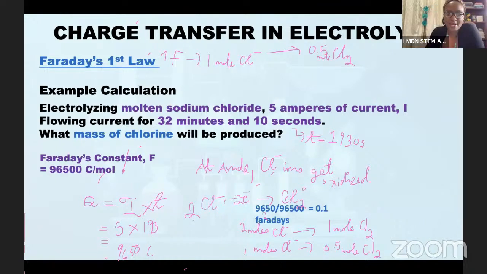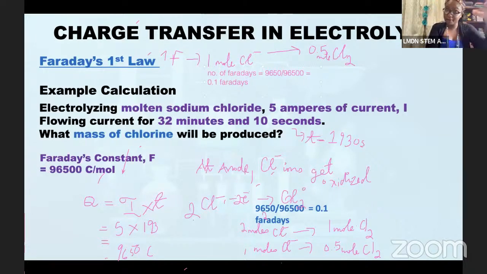That's exactly right. Let me write that real quick. Maybe I should just use a text box, it's easier. So the number of Faradays is equal to 9650 divided by Faraday's constant, and that gives us 0.1 Faradays, right?